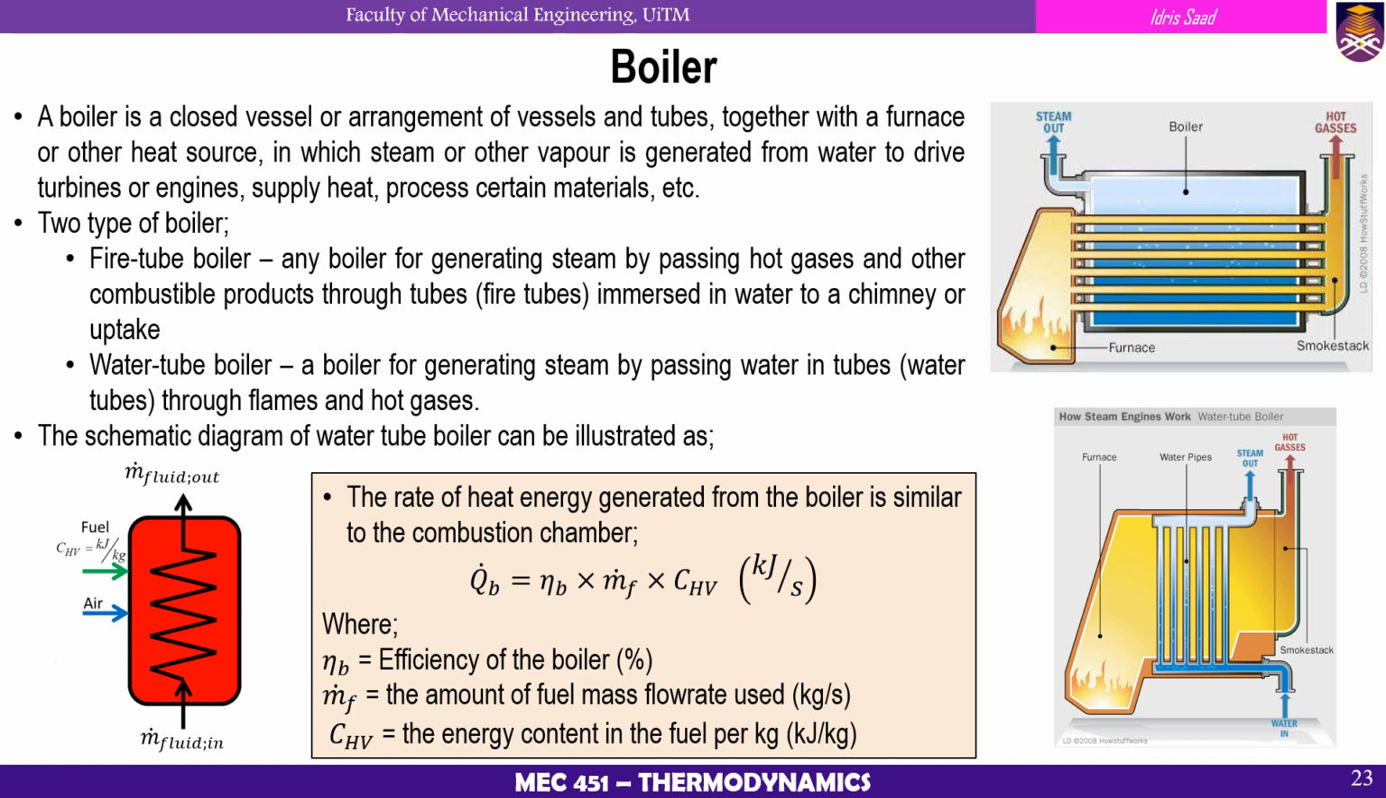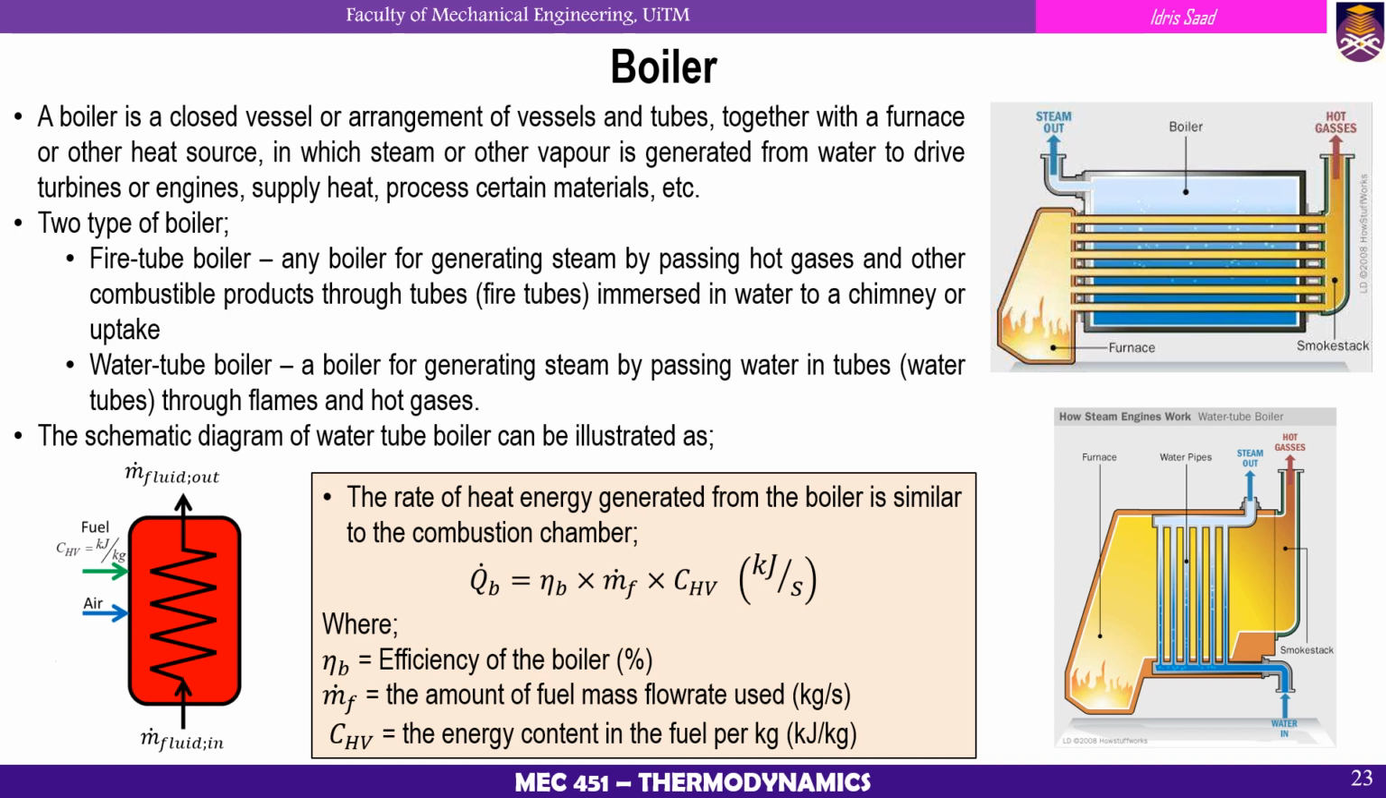Okay, in this slide, we will discuss the boiler. In general, a boiler is a closed vessel or arrangement of vessels and tubes together with a furnace or other heat source, in which steam or other vapor is generated from water to drive a turbine or engine, or to supply heat, or to process certain material or other purposes. A boiler can be divided into two types based on its arrangement.